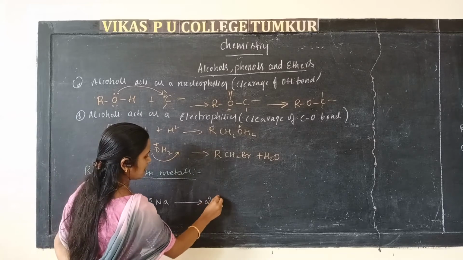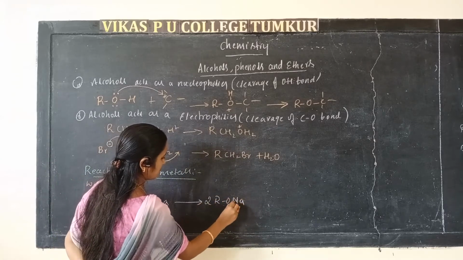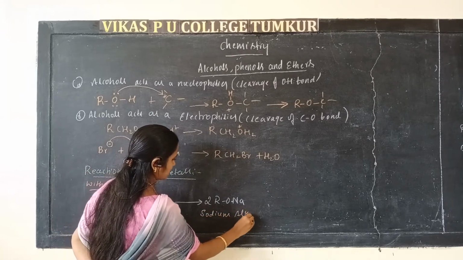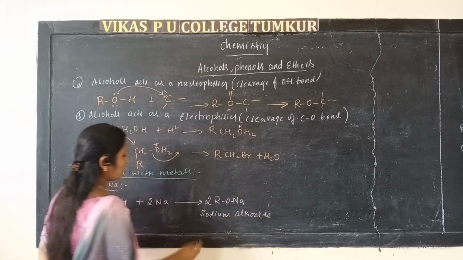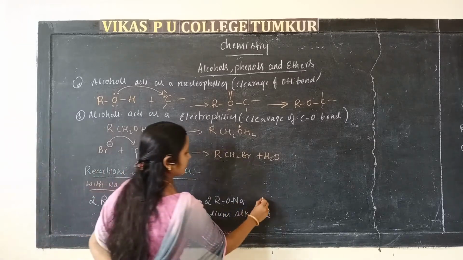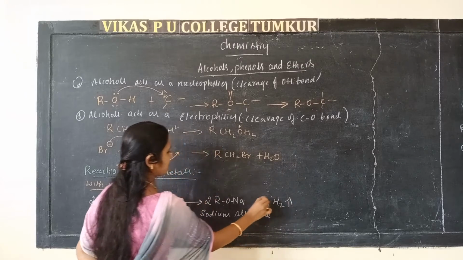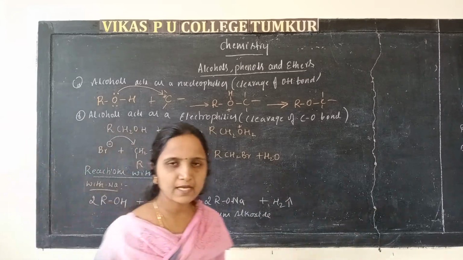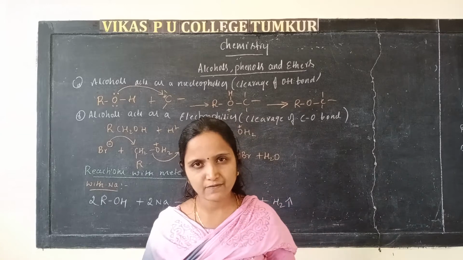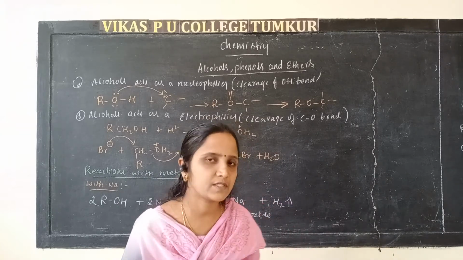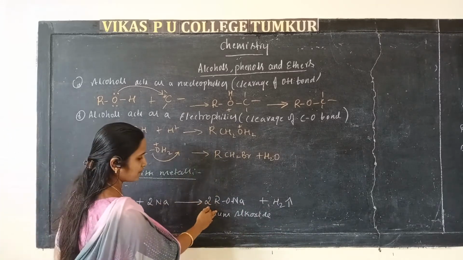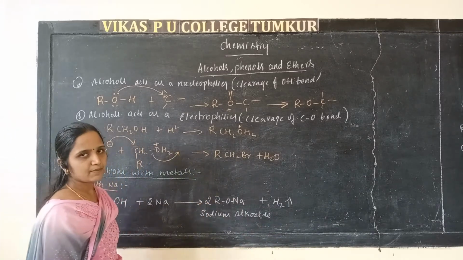2RONa, which we call sodium alkoxide, plus liberation of hydrogen. Why do alcohols react with sodium? Because of the acidic nature of alcohols. When alcohol reacts with sodium, sodium alkoxide is formed with the liberation of hydrogen.